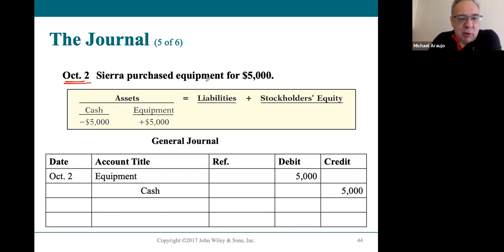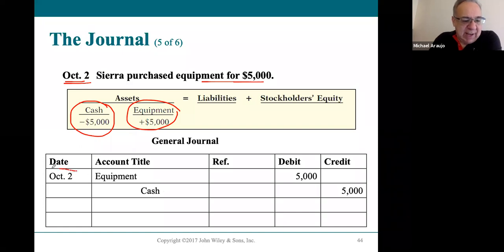So we purchased equipment for $5,000 cash. We have more equipment, as I said. We had less cash, right? Both are asset accounts, so more equipment is on the debit side, right? Asset accounts increase on the debit side. So the fact that we have more equipment means we're going to debit the equipment account. We have less cash, cash decreases. All assets decrease on the credit side. So we're going to credit cash.